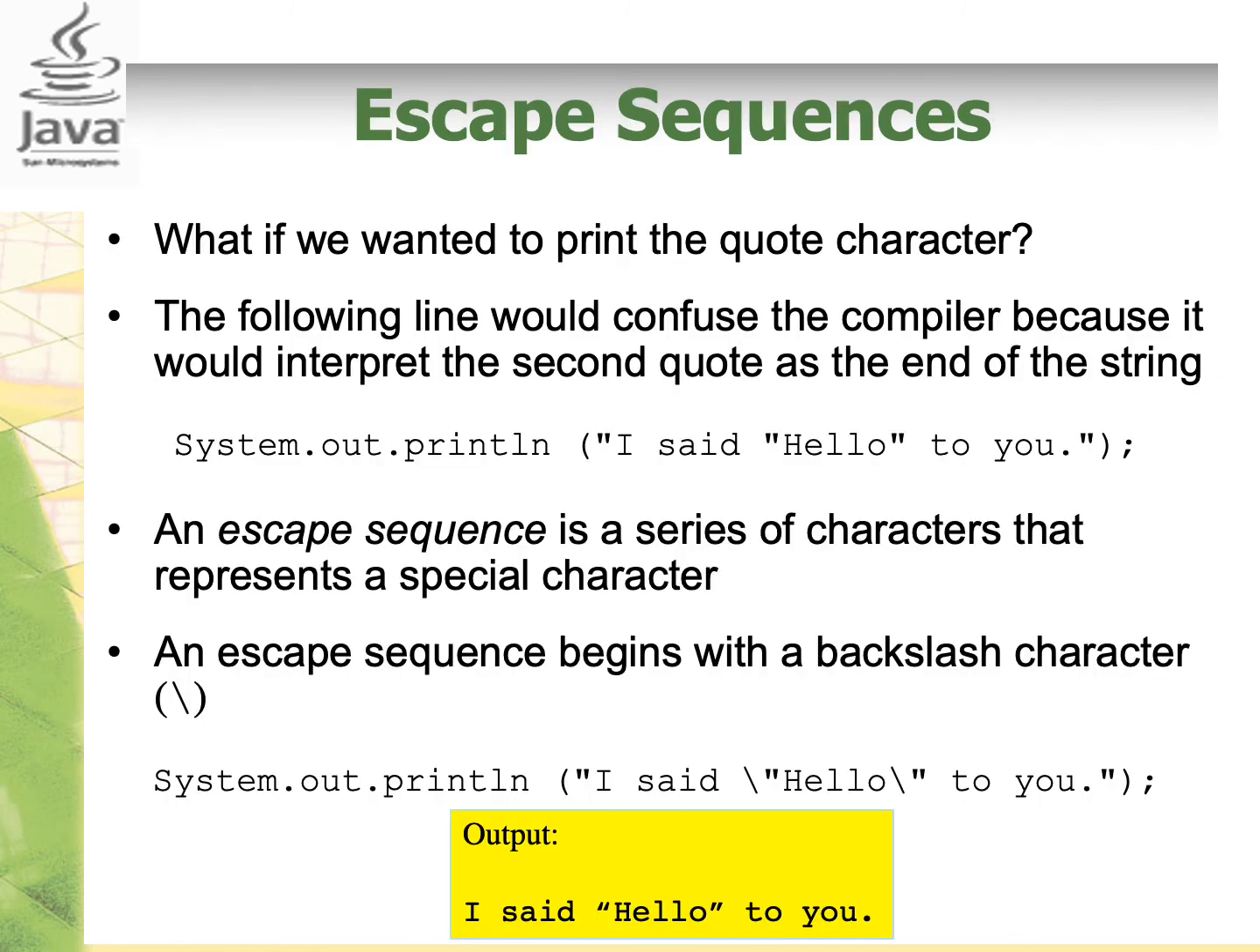What if we want to print the quote character? The following line would confuse the compiler because it would interpret the second quote as the end of the string. For example, System.out.println("I said "Hello" to you"). So, to make this valid and to be able to compile it, we would use the escape sequence where we use the backslash character. We can rewrite it as System.out.println("I said \"Hello\" to you"). That means that the word Hello will be within the double quote that is printed on the screen.